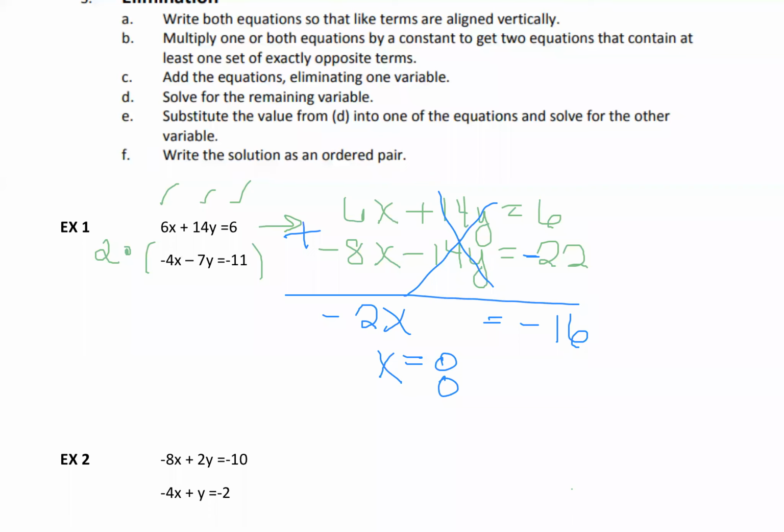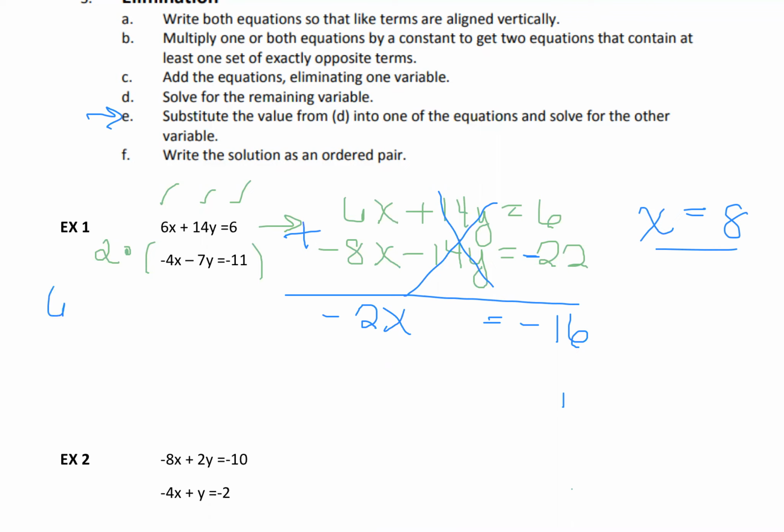Okay, let me write that off to the side so that doesn't take so much room. So we come up with x equals 8. Then substitute that into either one of the equations, really. It doesn't matter which one. It should give you the same answer either way, and solve for the other variable.